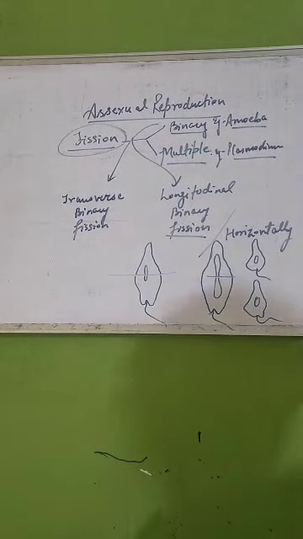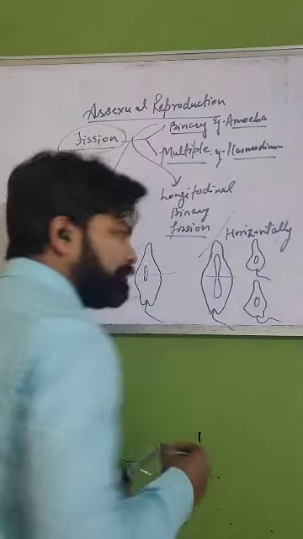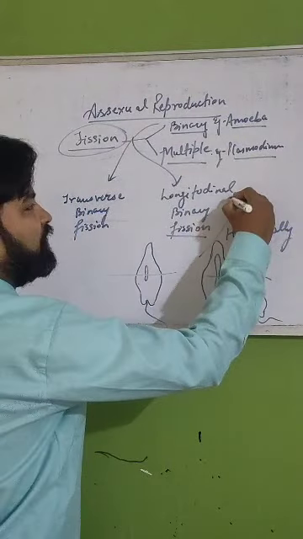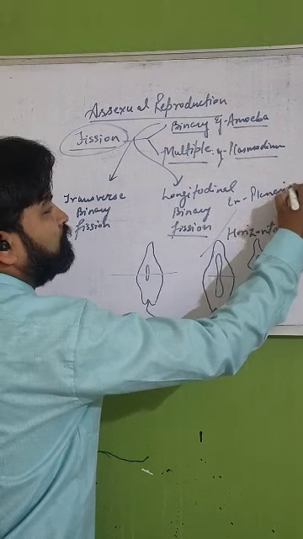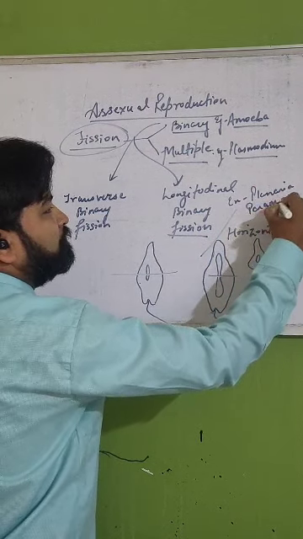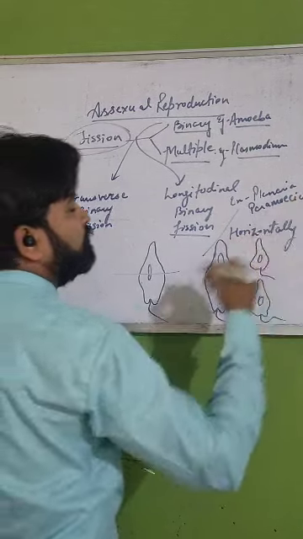The example of longitudinal binary fission can be seen in paramecium. I am writing it over here. Examples are planaria, paramecium, etc.